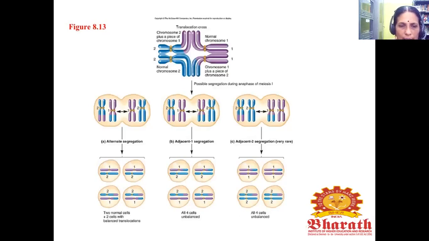In alternate segregation, two normal cells plus two cells with balanced translocation occur. In the case of adjacent 1 segregation, all four cells are unbalanced. In the case of adjacent 2 segregation, which is very rare, all cells are unbalanced. You can see the figure.